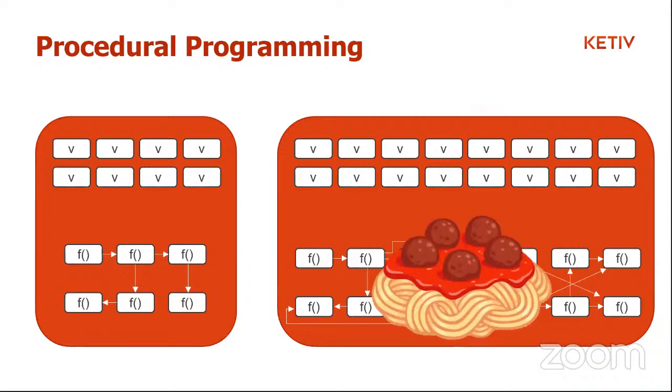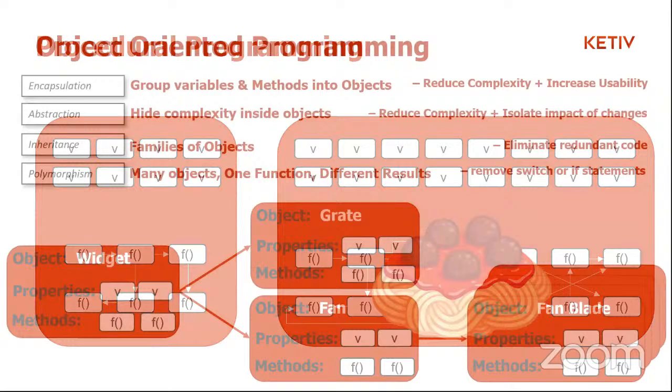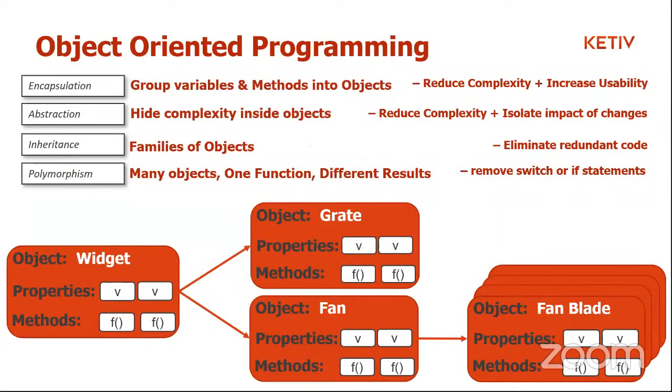So how do we avoid this? Well, how we avoid it is through object-oriented programming. So object-oriented programming is based around the 4 pillars that you see there on the slide: encapsulation, abstraction, inheritance, and polymorphism. And we're not going to go deep into all of these.